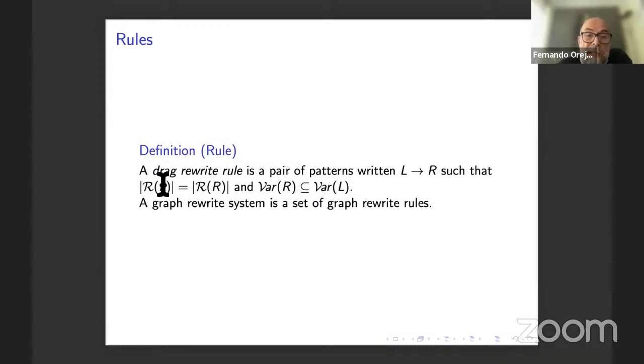The first condition is needed because, as I said before, the idea is that when we apply a rewrite step, we are going to replace L by R. And this means that all vertices, all sprouts that are connected to roots of L must now be connected to roots of R. And so they should have the same roots. On the other hand, the fact that the variables of R are a subset of the variables of L is not so much a problem; it's a quite traditional condition in term rewriting systems, but it's not essential here.